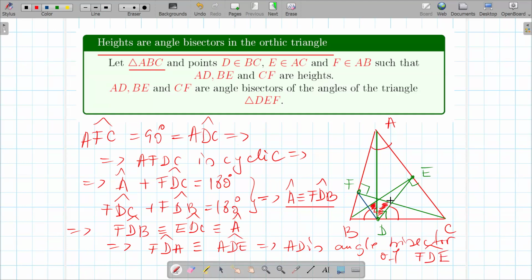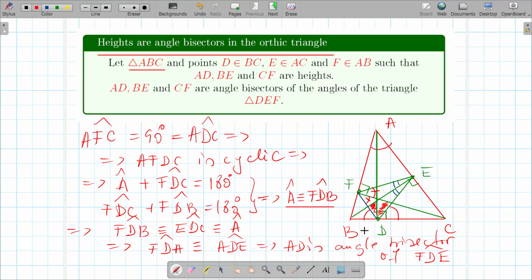All right? So we've got an angle bisector here, and virtually through an identical process, we will show that, for example, these two angles are congruent to each other, and also these two angles are congruent to each other. So heights of the triangle ABC are angle bisectors of the orthic triangle.